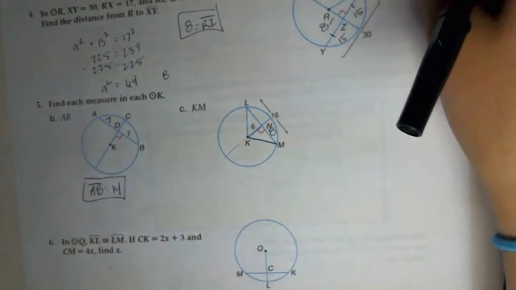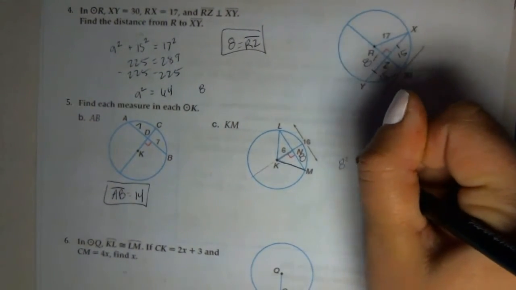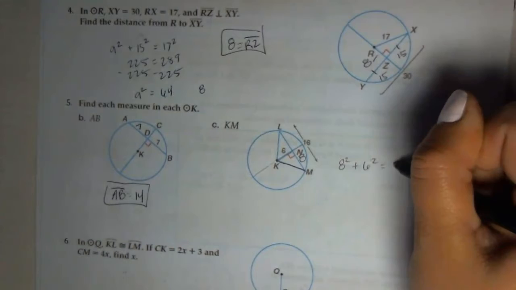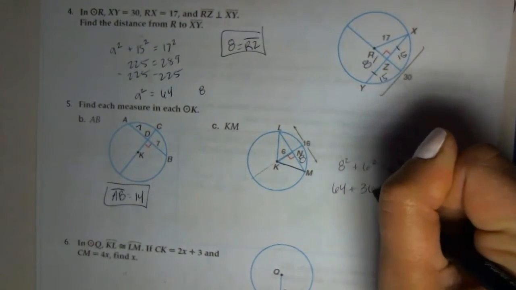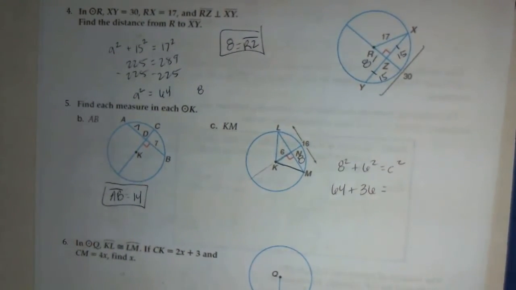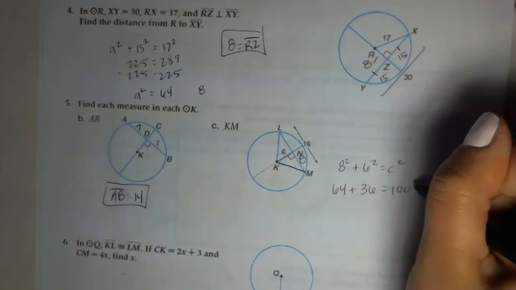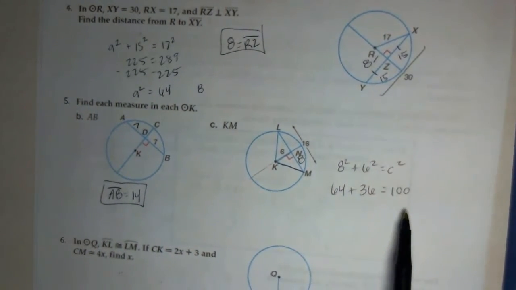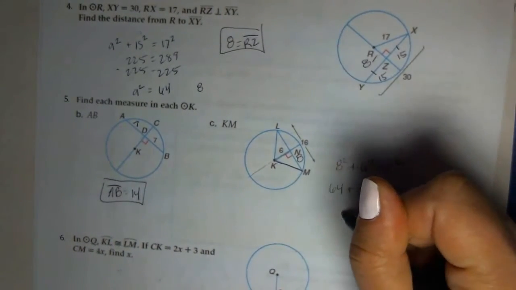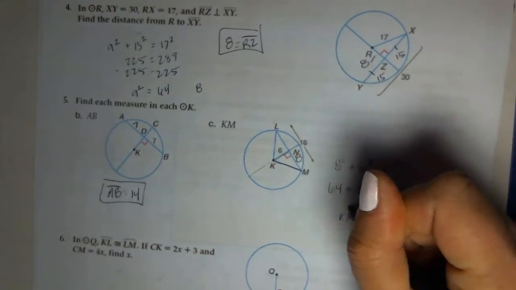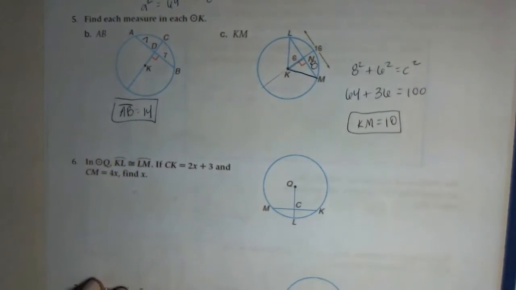We don't know our C, our long side. So we can do 8 squared plus 6 squared equals C squared. 64 plus 36 equals 100. So the square root of 100 is 10. So we know that KM is 10. All right. Okay.